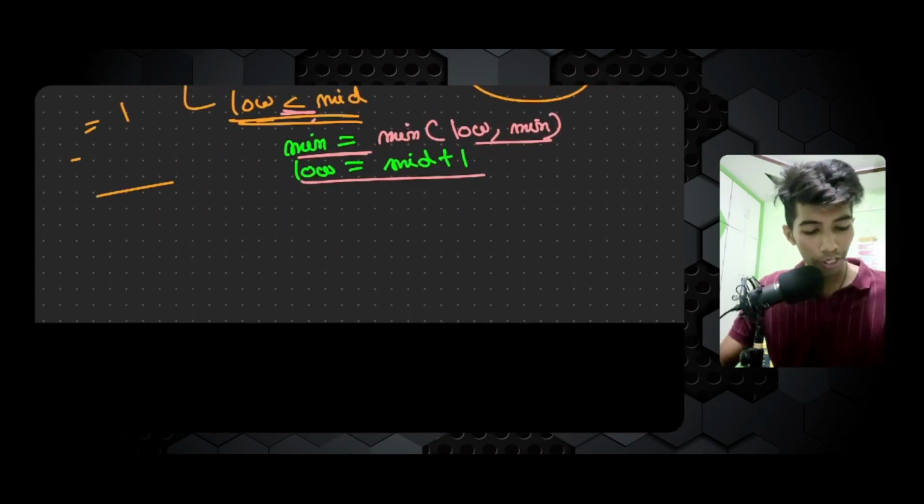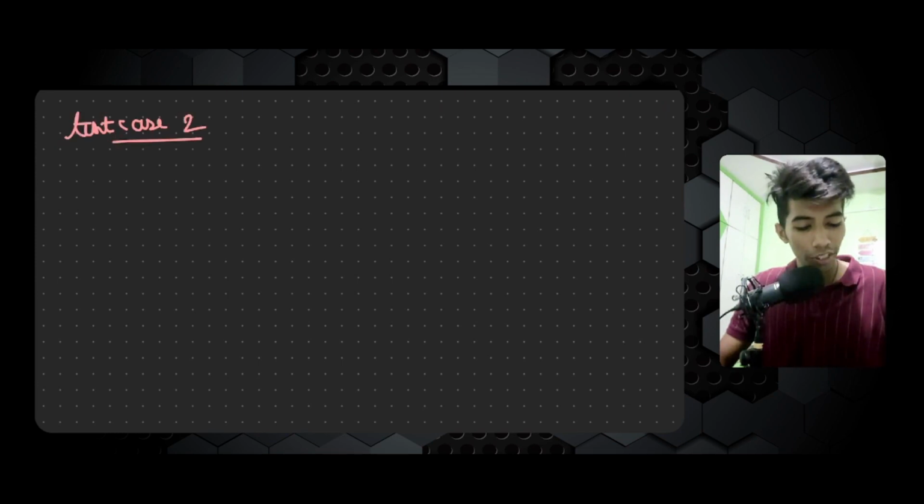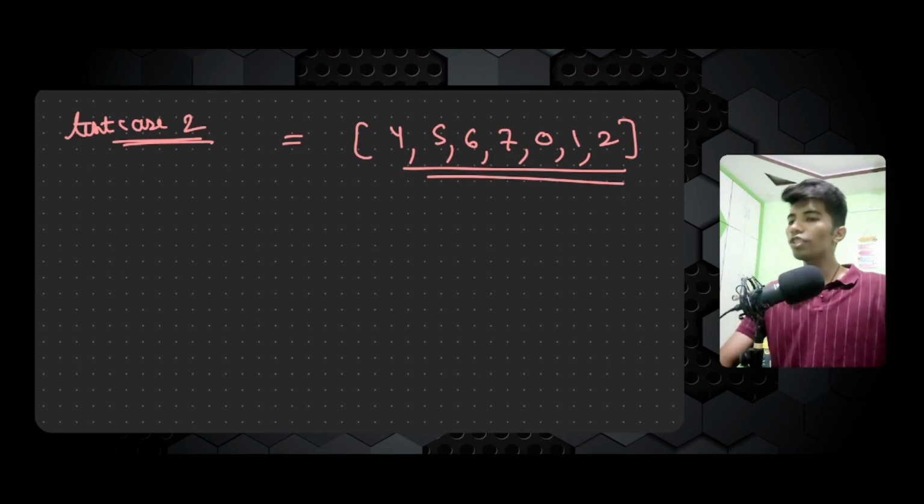Now let's talk about the next case, test case 2. After discussing all test cases, we will be writing the code. But before that, all the test cases should be very clear to you. So your next test case looks like this: 4, 5, 6, 7, 0, 1 and 2.